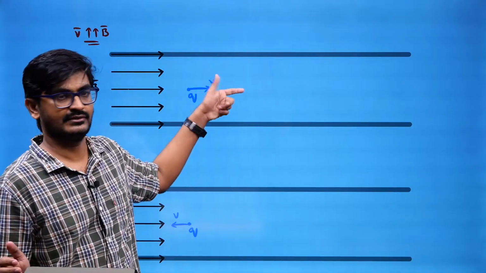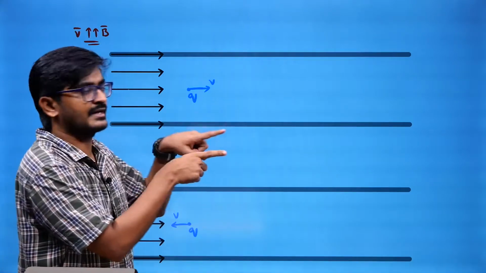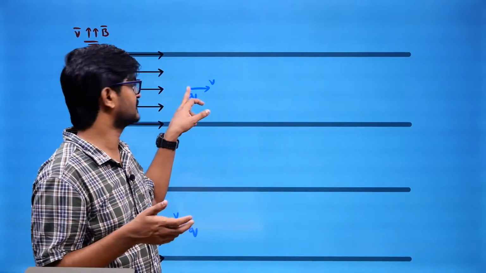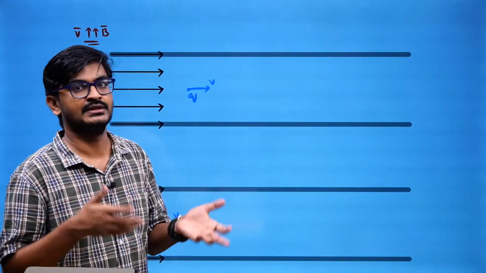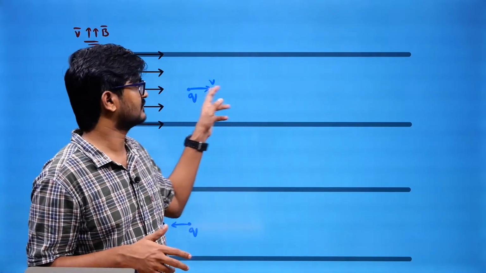Now going to the next question, if there is a particle whose velocity is along the direction of that magnetic field, what will happen to its motion? So Q into V bar cross B bar. V bar and B bar are along the same direction, so V bar cross B bar will become 0. So the force on this one is 0. If force is 0, acceleration is 0.